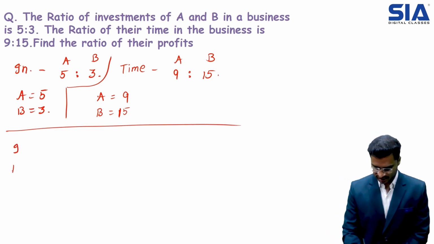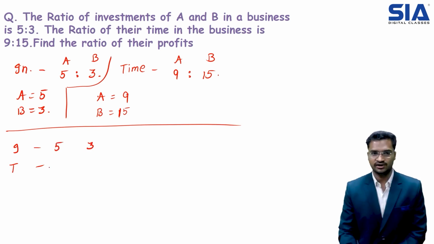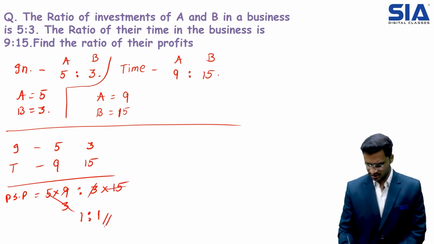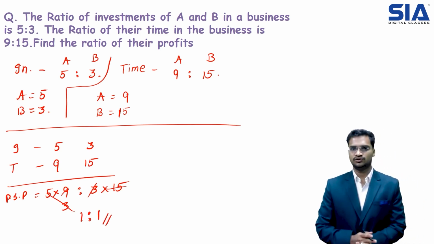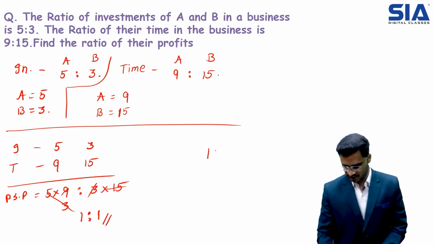Profit sharing ratio is equal to investment multiplied by time. Investments of A and B are 5 and 3 and time period of A is 9, time period of B is 15. So profit sharing ratio is equal to 5 multiplied by 9 ratio 3 multiplied by 15. 3 3s are 9, 5 3s are 15. 15 gets cancelled. So the profit sharing ratio is 1 ratio 1. So in this question he has asked for the profit sharing ratio. The profit sharing ratio is 1 ratio 1.